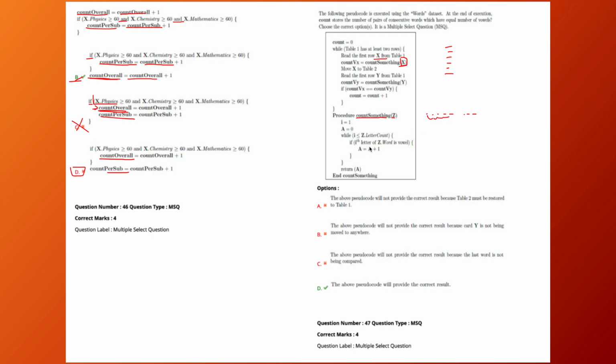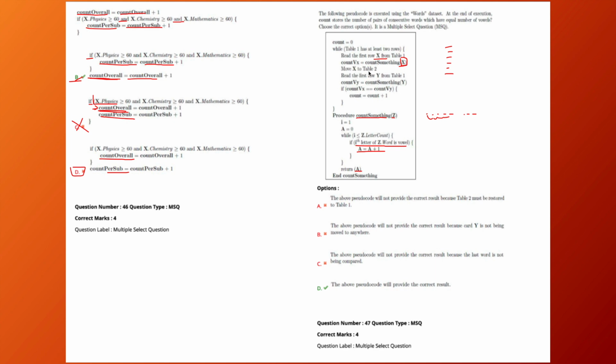It says that if the ith letter of the z dot word is a vowel, then increment a by 1 and return a. So basically we are counting the number of vowels. That's a very simple procedure, because we know that when we iterate through the letters, we're just going to check if that letter that we have seen right now is a vowel, we're going to increment the value of a. So that's quite easy, and then we return a. So count vx would just give you the count of the number of vowels.